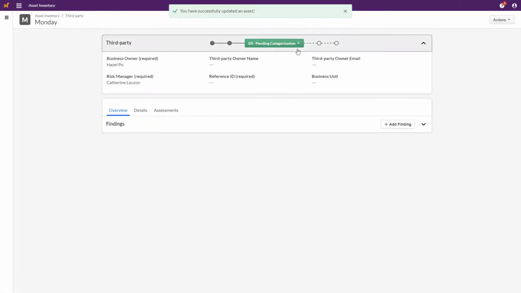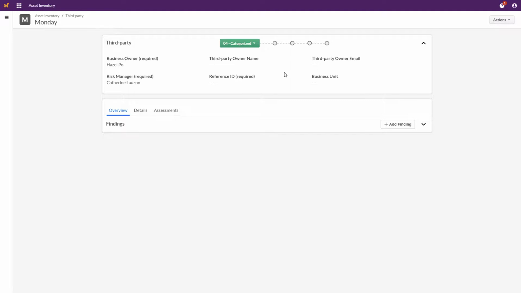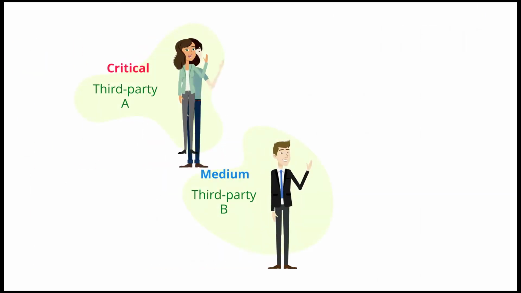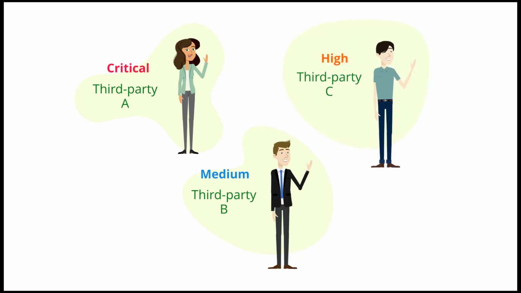Once you determine an asset's criticality level, use the visual workflow to approve the asset and move the asset to a categorized state. As more and more of your third-party assets become categorized, you'll have better visibility into which third parties are the most mission-critical and should be prioritized first for risk assessment.